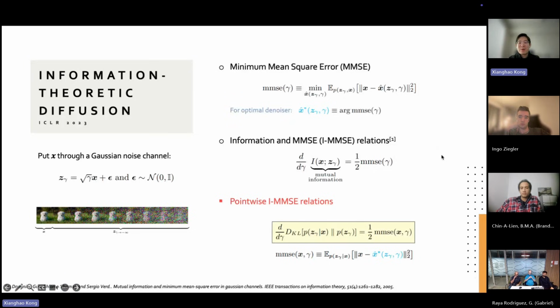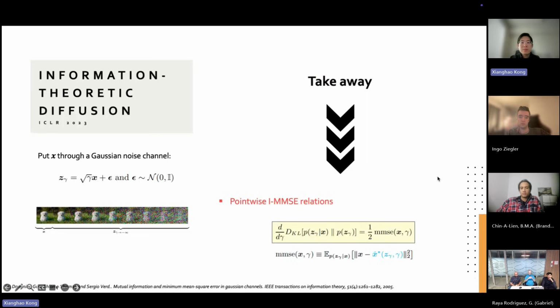We need to clarify this question. Okay, yeah. So here, what we want to say is we propose this pointwise I-MMSE relation, but currently we don't see what the function of these relationships is. But later we will go through that. So the main takeaway here is just this pointwise I-MMSE relation.